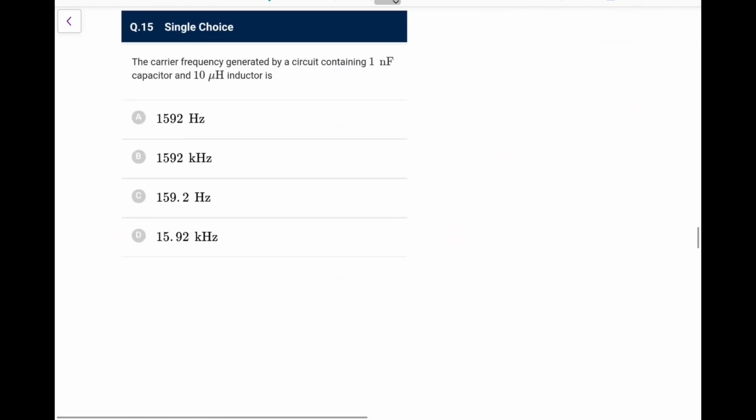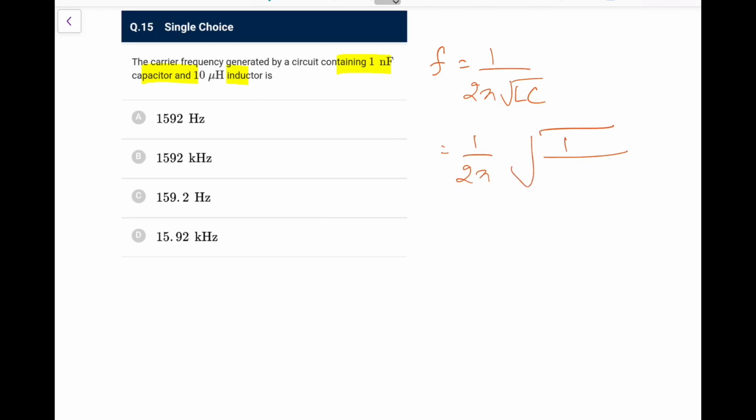Next, the carrier frequency generated by a circuit containing capacitor and inductor. Whenever capacitor and inductor are given, you know frequency has no formula except this, 1 upon 2 pi root LC. So now put the values, 1 upon 2 pi, 1 upon root of L. What is L? L comes out as 10 micro, 10 to the power minus 6, and C is 1 nano. Nano is 10 to the power minus 9. Okay, so 10 to the power 9 and 6, 15, 10 to the power minus 14.